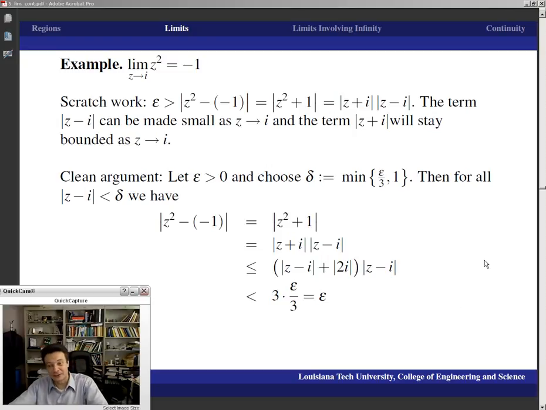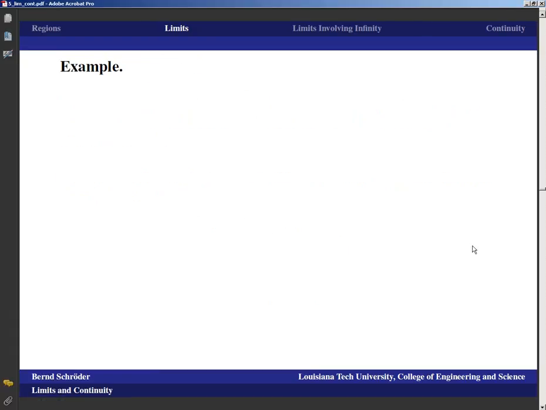And so there are various ways to do that. On the other hand, if it helps you to first do the scratch work and then the clean argument, by all means, go ahead and do it. This stuff is hard, and we want to get it right. That's the main thing. All right, another example.